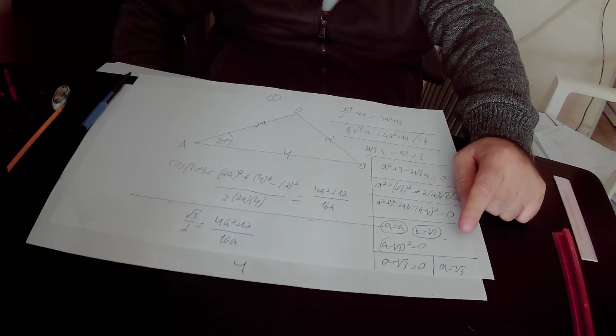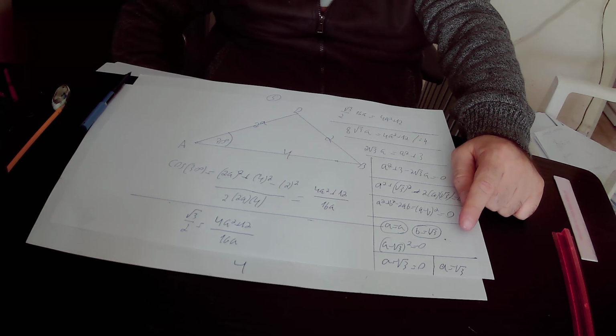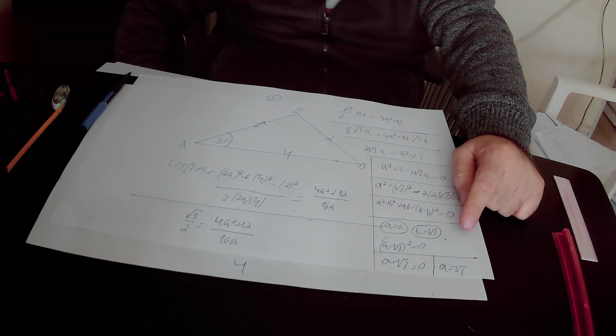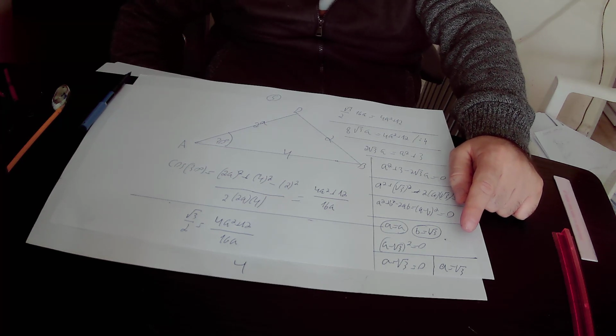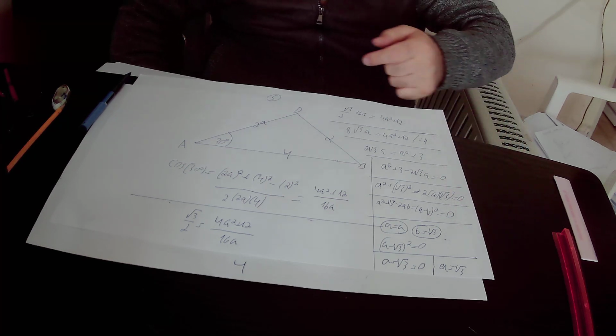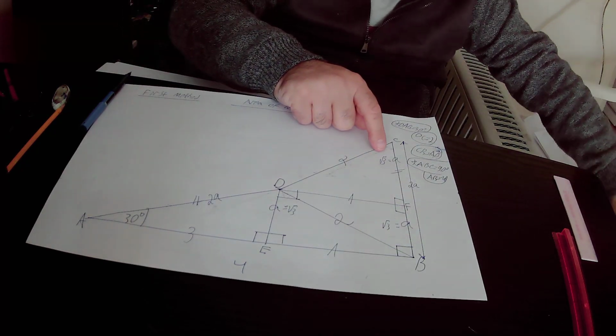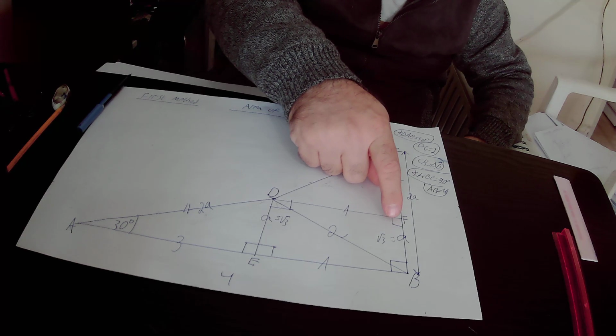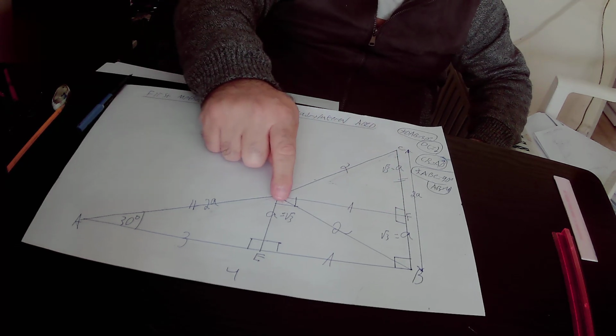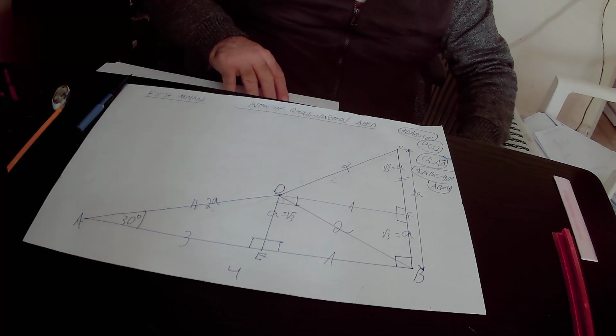We took a root of this equation and we got that the square root of 0 is 0. So we got that a minus square root of 3 equals 0. We added the square root of 3 to this equation and we found out that a equals square root of 3 units. So we can write here that a equals square root of 3 units. Here also a equals square root of 3 units. And here also a equals square root of 3 units.